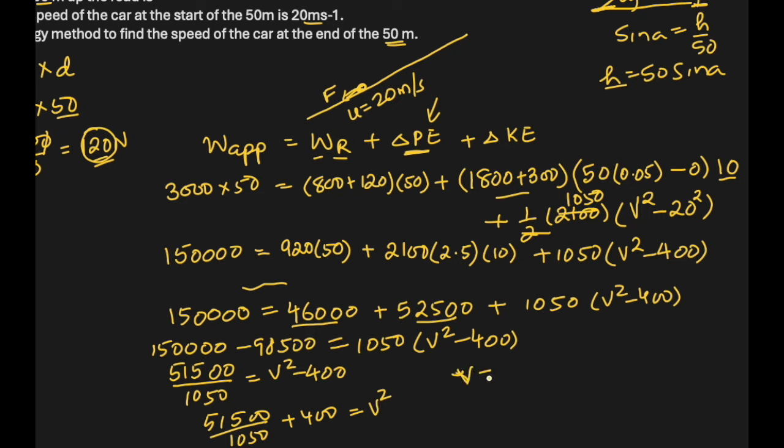V will be equal to the square root of 51500 over 1050 plus 400. Let's put this in our calculator and we'll get our answer.